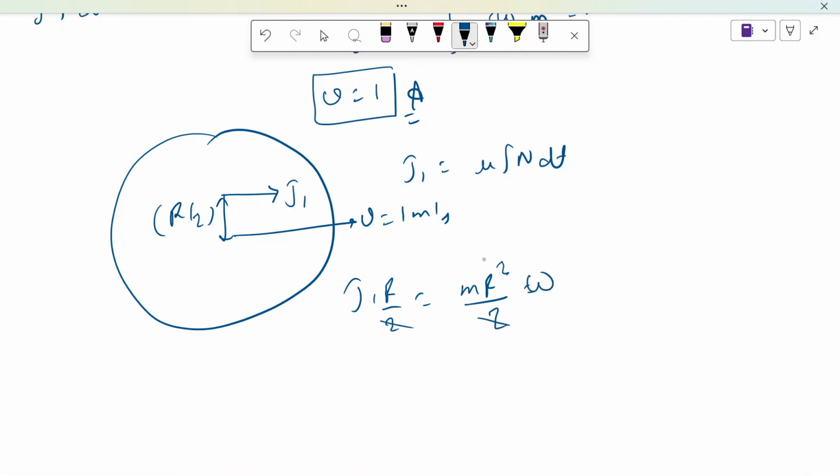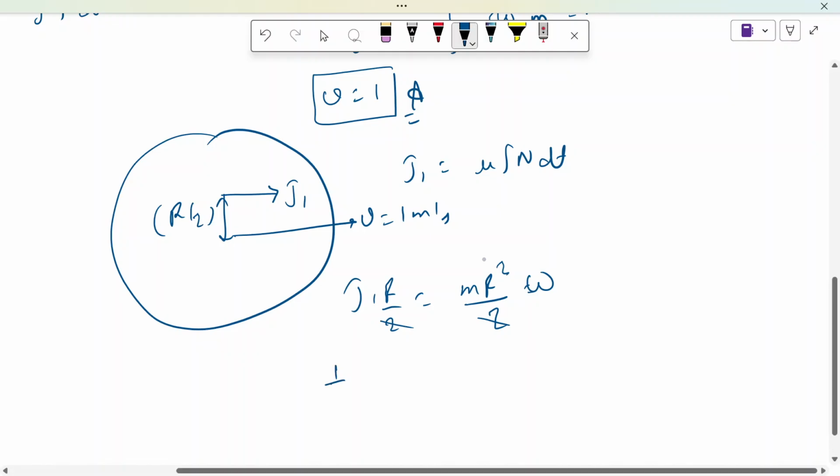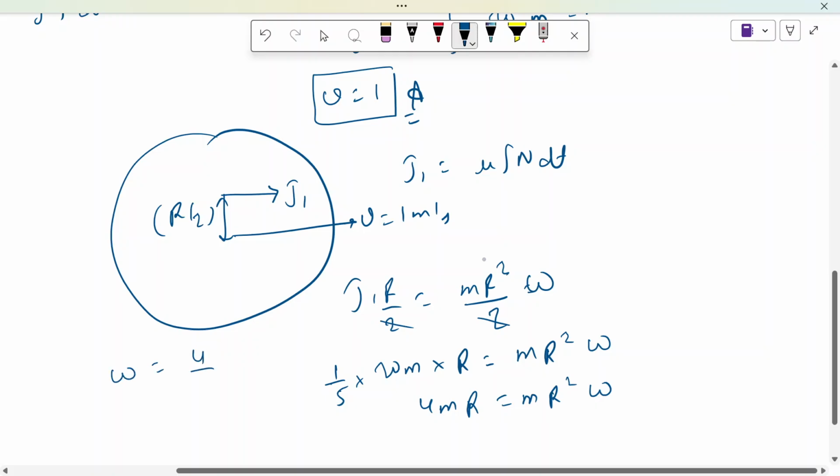The 2 gets cancelled. So J1 is clearly mu into the integration, and it is 1 upon 5 into 20 m, multiplied by r, should be equal to m into r square into omega. And of course, it's going to be 4mr equal to mr square into omega. Omega is equal to 4 upon r, and r is 20 centimeters. So omega will be equal to 4 upon 20 upon 100. So it's 400 by 20, that is 20 radian per second. So omega is 20 radian per second.